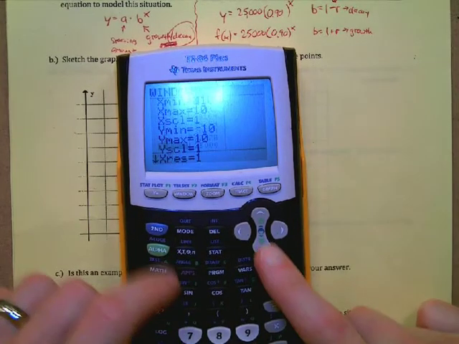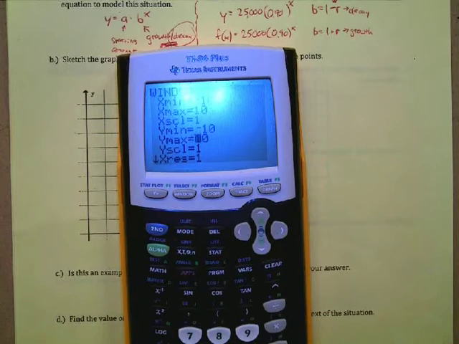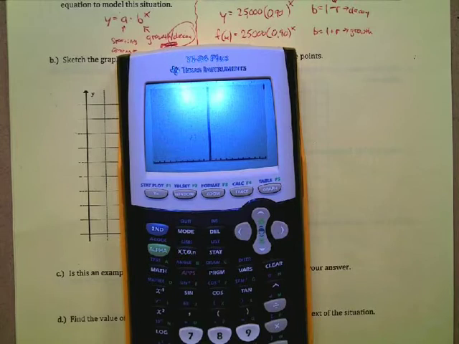So what do you think we should maybe change our window to be? Our y max shouldn't be 10. What should I maybe make it? 30,000. Let's try like 30,000, because 25,000 is like the y-intercept. So let's see if I can see it now. Ah, much better.